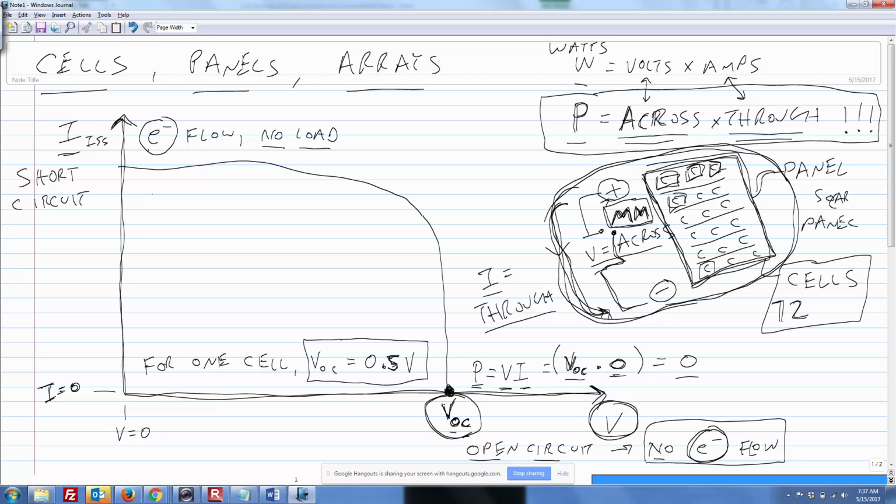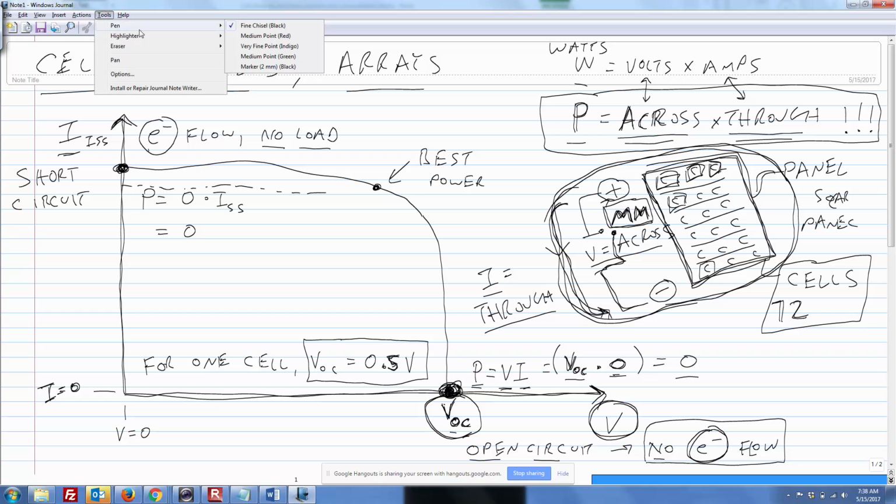So in this case, the power equals the voltage, which is now 0, times the short circuit, whatever that might happen to be, equals 0. So at this point, power is 0. At this point down here, power is 0. So, of course, the best place to have power would be out here. Best power. Because the power is going to be the area of this triangle.